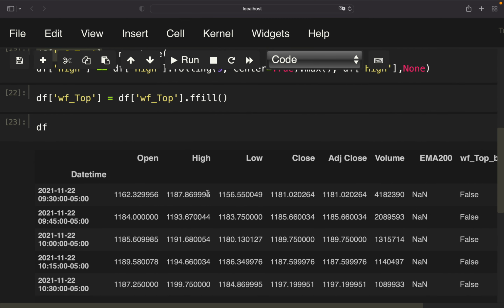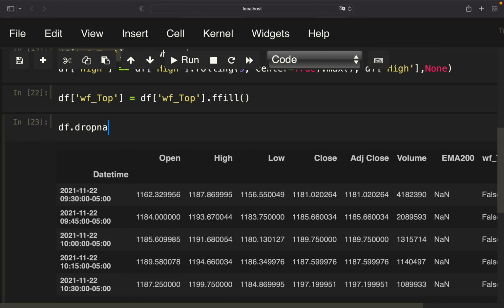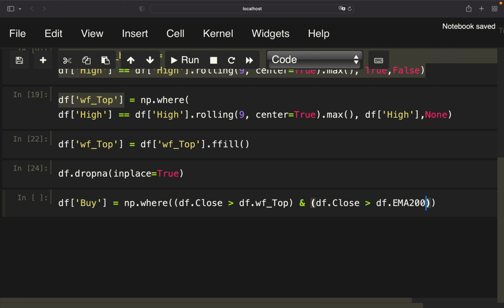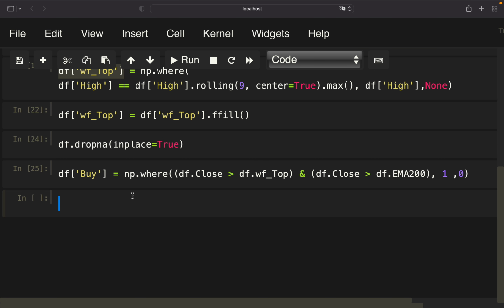Next up, we want to get rid of some NaN values. So I could have done that a bit more early here, but shouldn't make a big difference. So we're dropping the NaN values. And now we are defining our buying condition. So we are creating a column here, buy. And this is the case when first our close is above this Williams fractal top column, right? And also as the side condition, the close has to be above its own exponential moving average. And if that's the case, I want to have a one, else I want to have a zero. Okay.